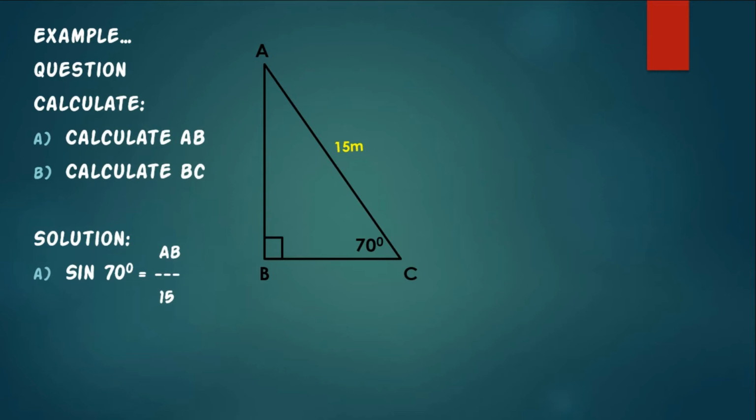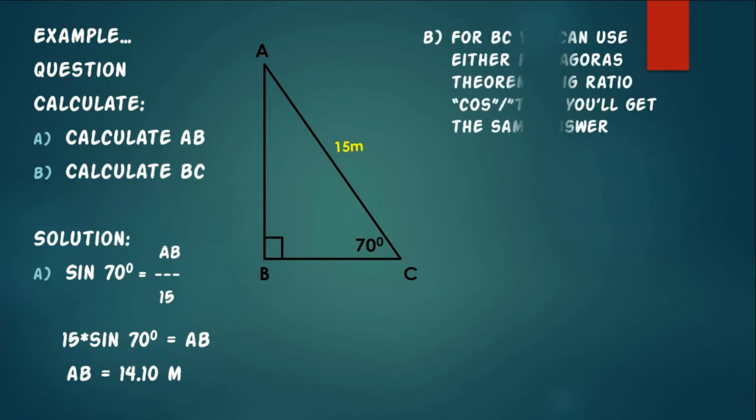Then you cross multiply, and you will get 15 sine 70 is equal to AB. Therefore AB is equal to 14.10 meters. So now you know your side AB is 14.10 meters. I hope you are not lost. You can understand what I'm trying to show you.